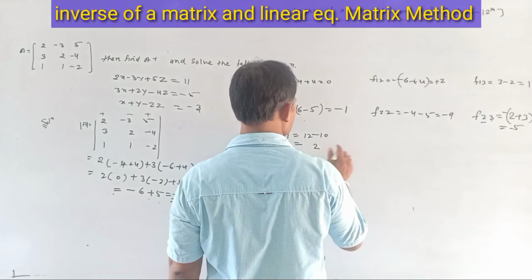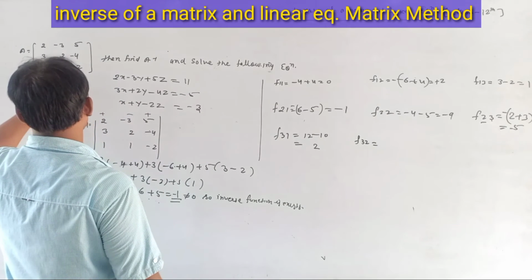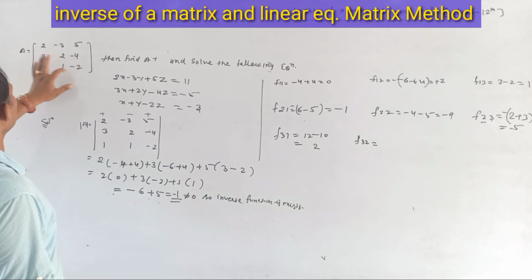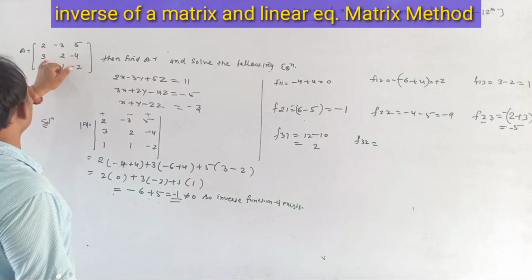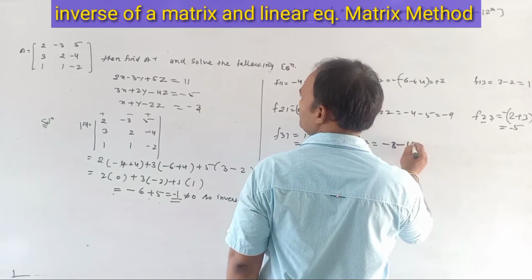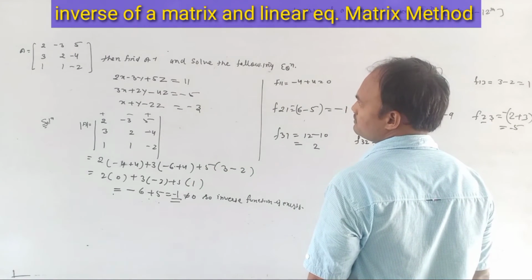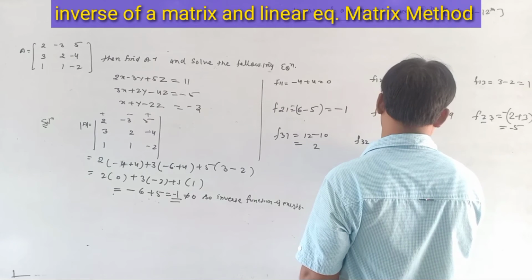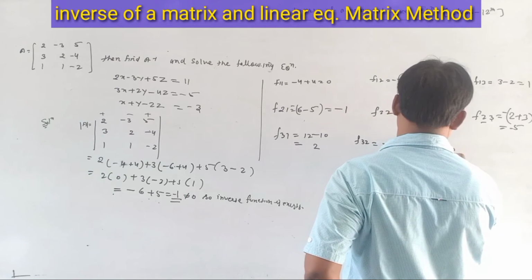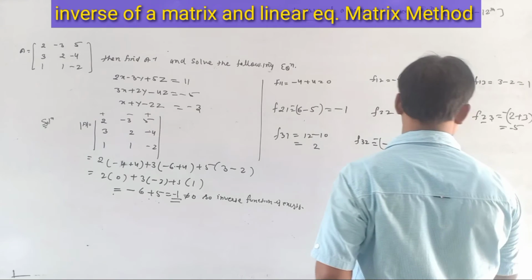f31 is 2. f32 means we have to find with respect to 8, so this line is completed. It is minus 8 and minus 15, so it is minus 23. For f33, we have to use a negative sign, so we are using plus 23.